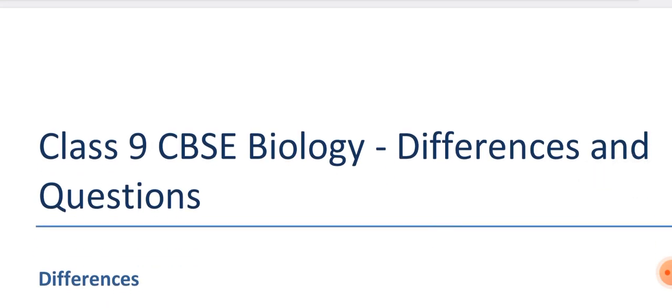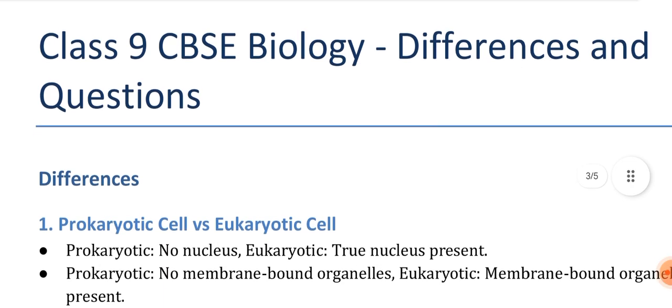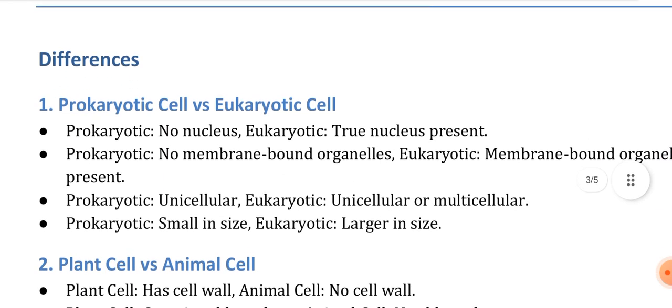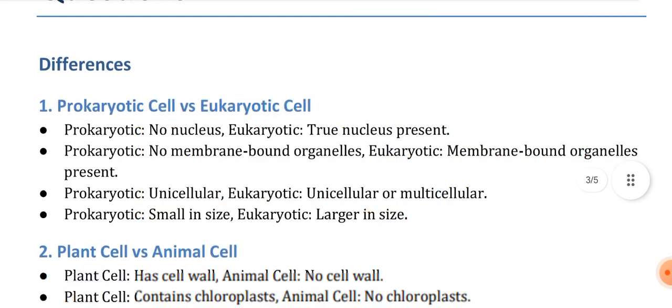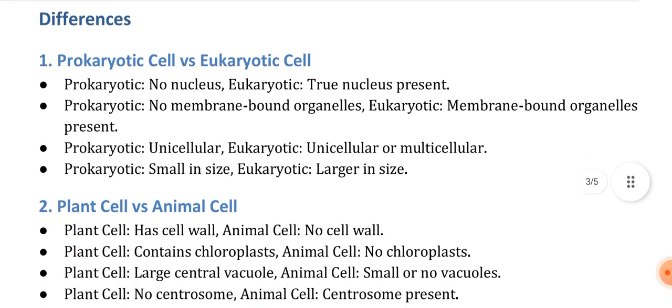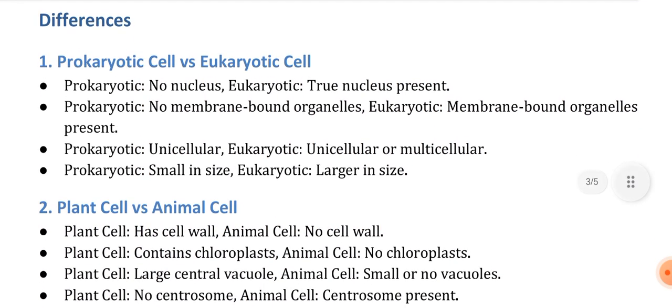Now, some differences and some important questions are listed here. First difference: I have written the differences through points one by one. You can write it by differentiating the two columns. That is, in one column you can write about the prokaryotic cell and in the other column about the eukaryotic cell.